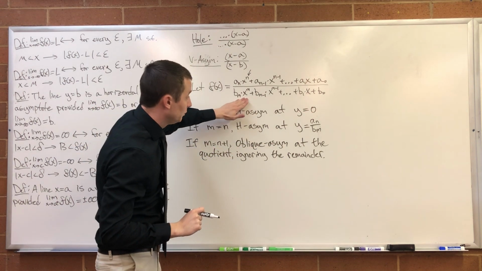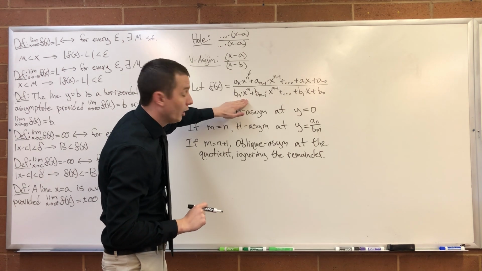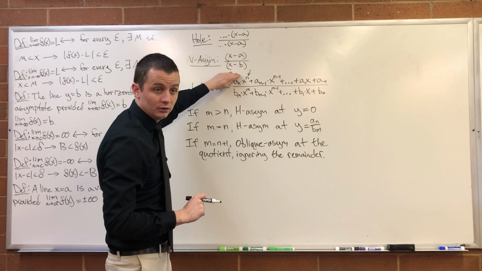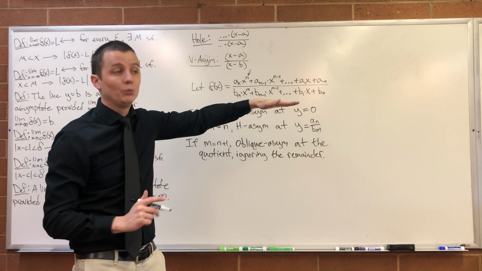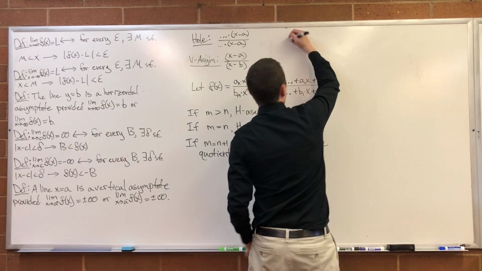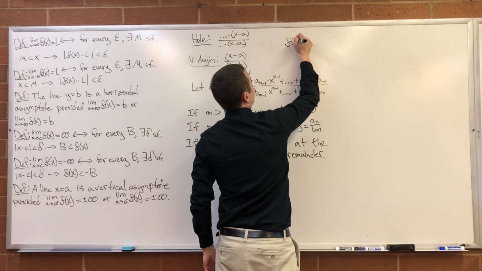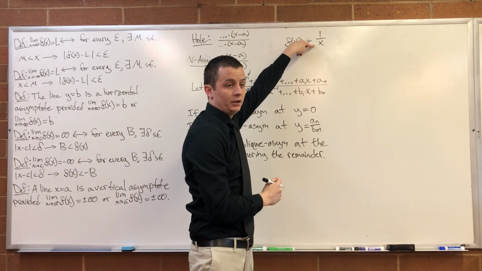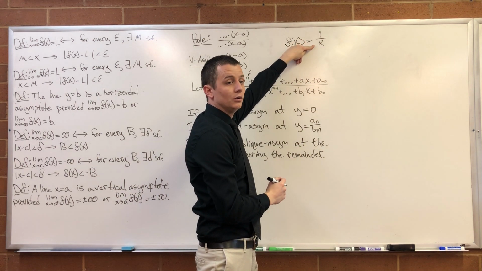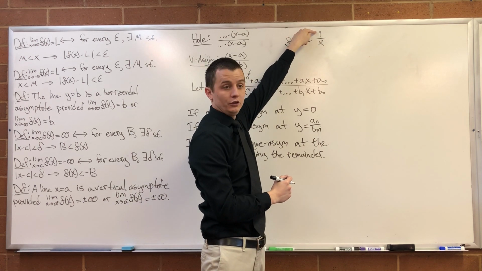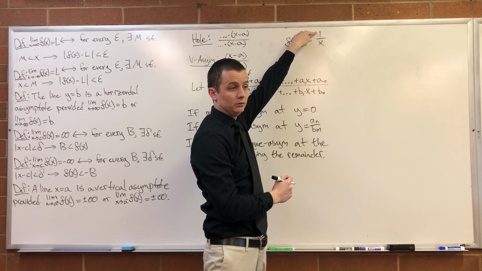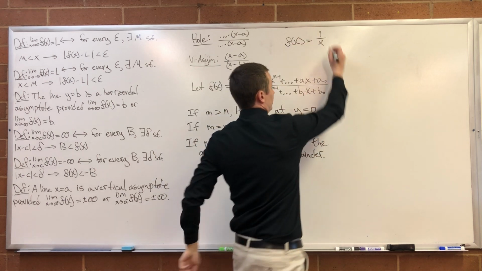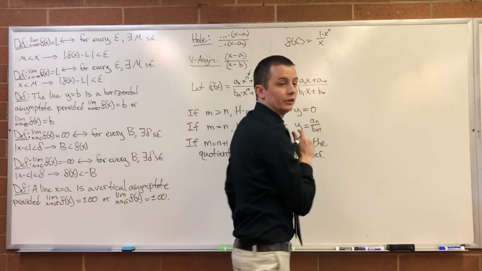So if your denominator is a higher degree polynomial than your numerator, it has a horizontal asymptote at y equal to 0. Once again, f of x equal to 1 over x. What's the degree of the denominator? 1. What's the degree of the numerator? 0. Yeah, 0, because you could view this as 1 times x to the 0. Still the exact same thing.